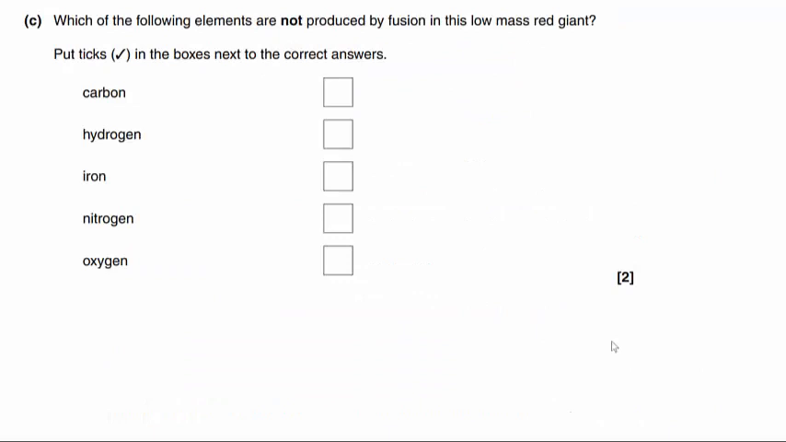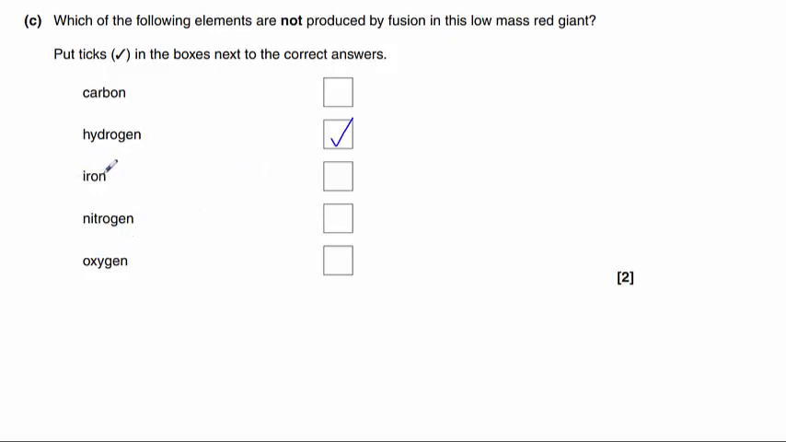Part C. Which of the following elements are not produced by fusion in this low-mass red giant? Let's look down the list. First of all, you cannot create hydrogen through fusion. Hydrogen is the simplest possible atom. It only has 1 proton, so you can't combine 2 other elements together to create hydrogen. So hydrogen is definitely not produced in this red giant.